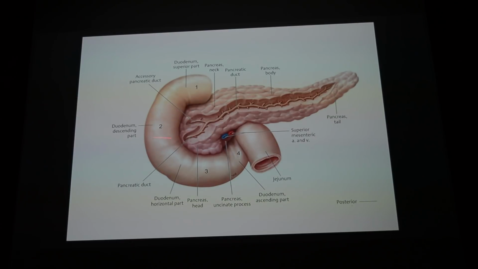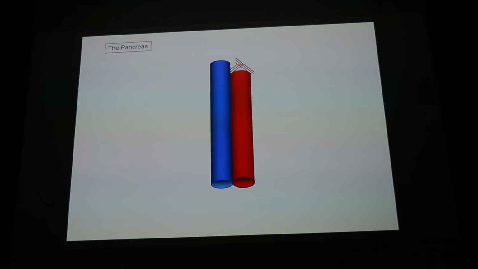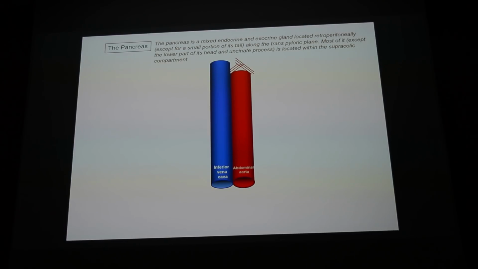Anyway, this is the 1st, 2nd, 3rd and 4th parts of the duodenum, and this is the pancreas, shown going horizontally. Now, this is the aorta and this is the inferior vena cava. And this is how the pancreas crosses them horizontally. So the pancreas goes like that. This is the head, this is the neck, this is the body, and that's the tail.